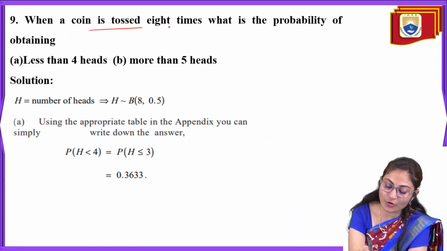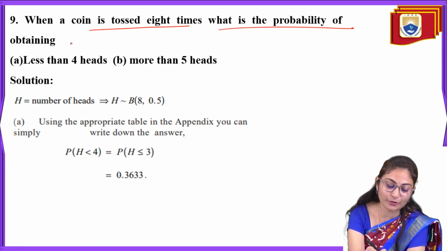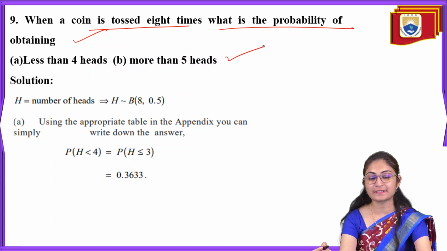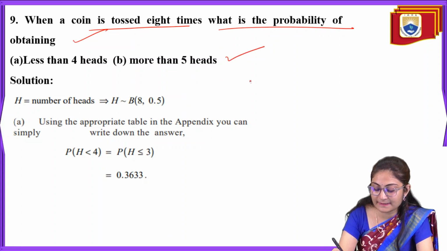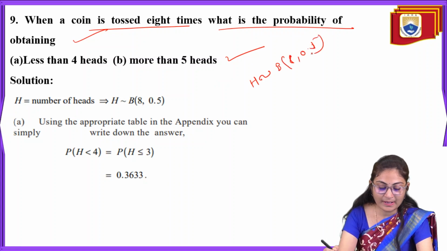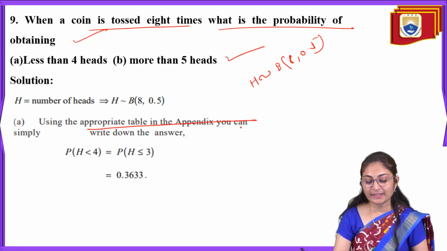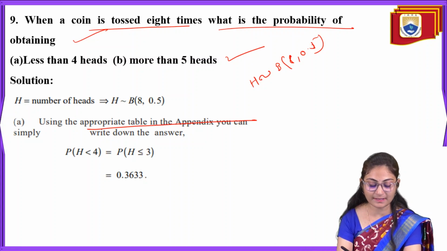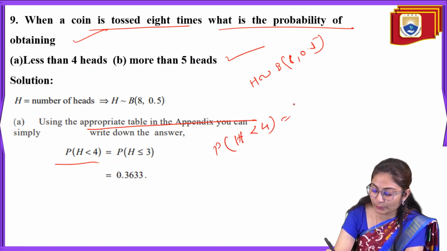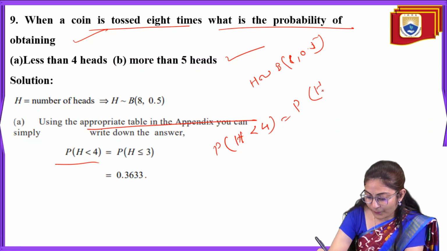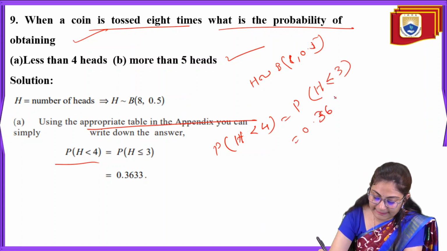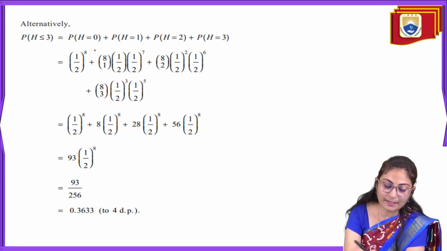Now when a coin is tossed 8 times, what is the probability of obtaining less than 4 heads and more than 5 heads? So H is your number of heads, H follows B(8, 0.5), and using the appropriate table in the appendix, you can write down the answer. P of H less than 4 is equal to P of H less than or equal to 3, and you will get the answer 0.3633.